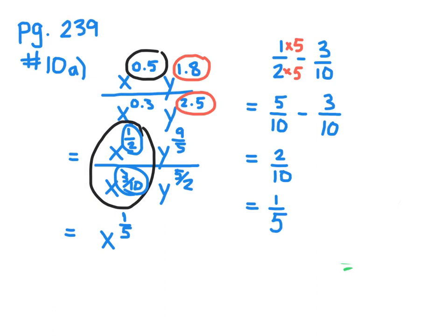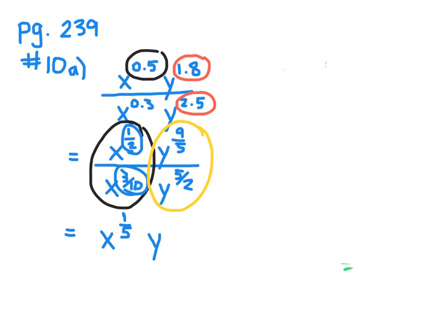Okay, and then we could do the exact same thing for the y's. We have y to the power of 9/5 divided by y to the power of 5/2. So again, the division rule: keep the base the same, and then you have to subtract the exponents in order. So I'm going to take 9/5 and I'm going to subtract 5/2. Now in order to subtract these two, I'm going to make a common denominator. And of course the common denominator will be 10.